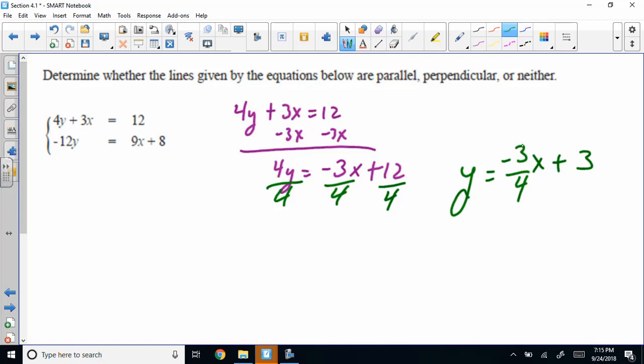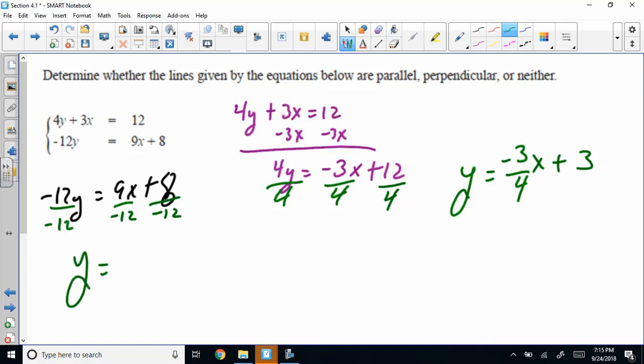All right, so I got y equals negative 3/4 x plus 3 for the top one. We'll have negative 12y equals 9x plus 8. And we'll divide everything by negative 12. That leaves me with y equals negative 3/4 x, and that is negative 2/3.